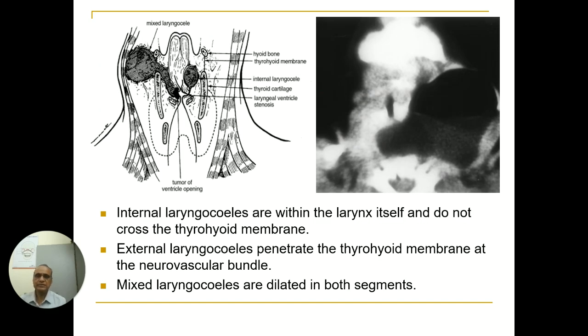The laryngoceles are within the larynx itself. They don't cross the thyroid membrane. When it is limited to inside, it is called internal laryngocele. External laryngocele penetrates the thyroid ligament or membrane and the neurovascular bundle. Mixed laryngocele means both internal and external components are there. It is like a dumbbell, and thereby we have to treat accordingly.